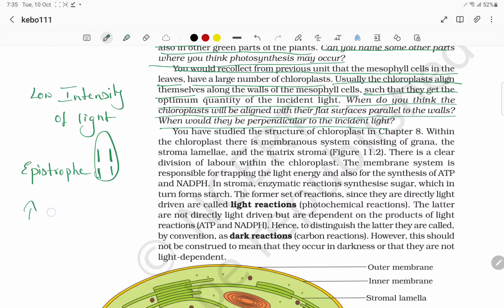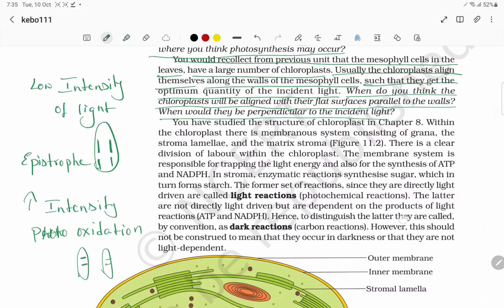When the light intensity is high, to prevent photooxidation, they are arranged perpendicularly.